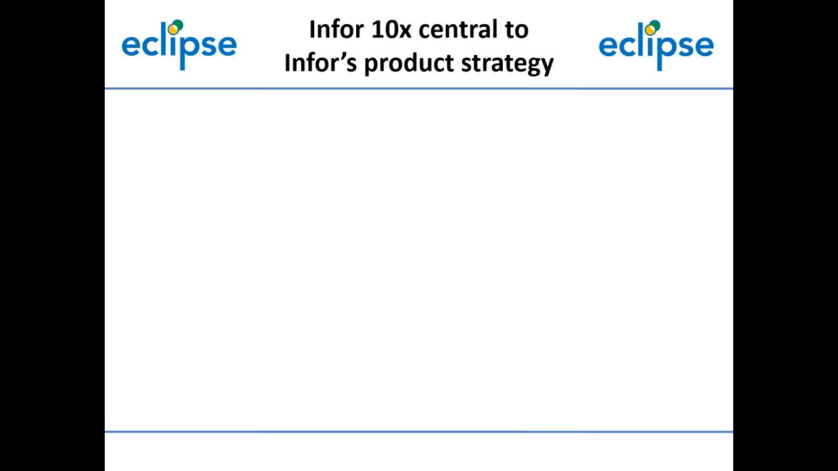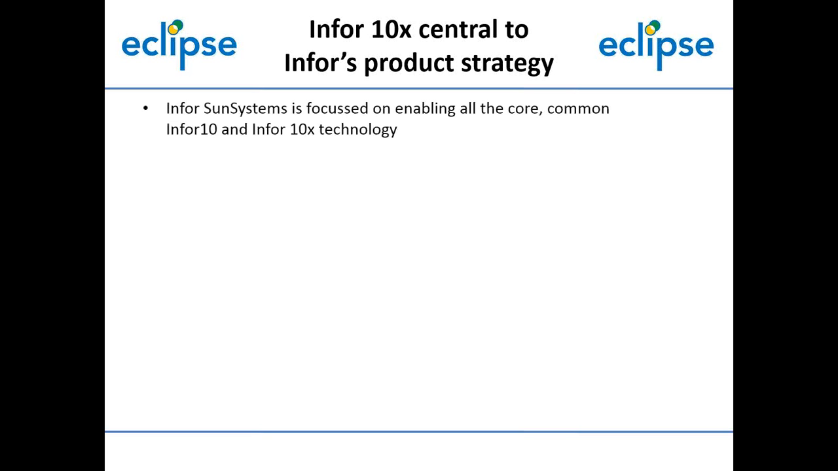So as a wider part of Infor's product strategy, Infor 10x aims to achieve a number of different things. SunSystems is really just a reflection of that within the specific SunSystems product set. So it's really taking Infor 10 SunSystems to the next level and making it part of this wider 10x strategy.